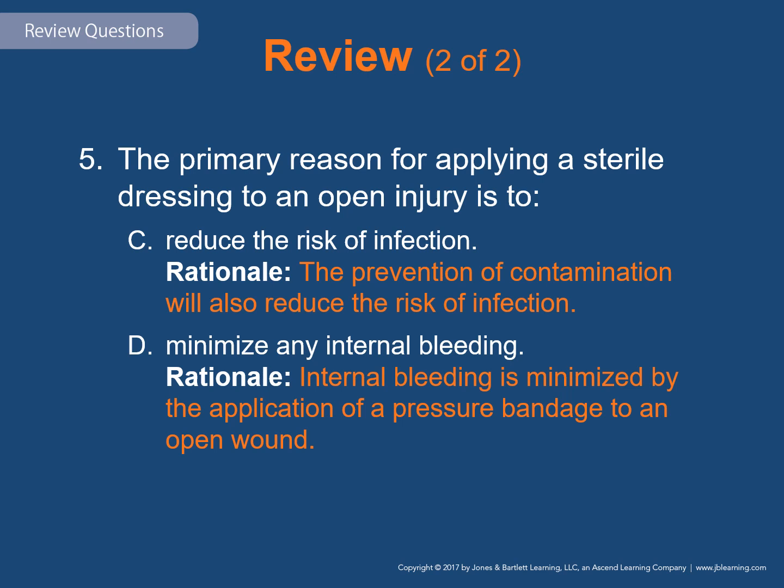C, reduce the risk of infection. The prevention of contamination will also reduce the risk of infection, which is why you use a sterile dressing. But again, your main objective is first and foremost controlling bleeding. D, minimize any internal bleeding. Well, internal bleeding is minimized by the application of a pressure bandage to an open wound. So your main objective is, again, in this case, to use a sterile dressing, but mainly to control bleeding.